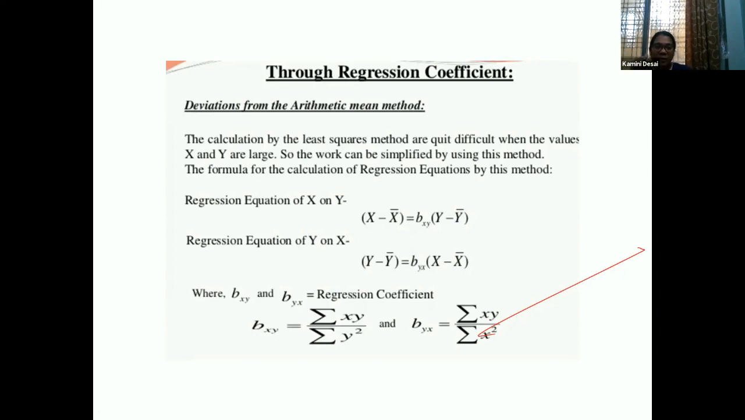The calculations by the least square method are quite difficult when the values of x and y are large. So the work can be simplified by using this method. This is the formula for calculating the equation by this method. So there is a second method. If you want to find the regression line for x on y, we have to use this equation: x minus x bar equals bxy times y minus y bar. So bxy is equal to sum of xy upon sum of y square, and byx is equal to sum of xy upon sum of x square.